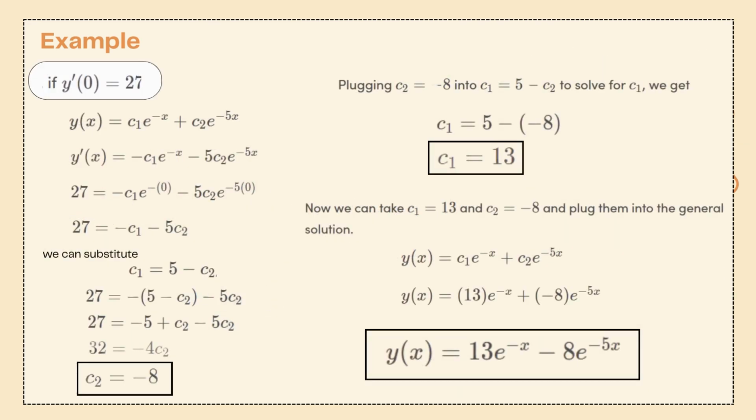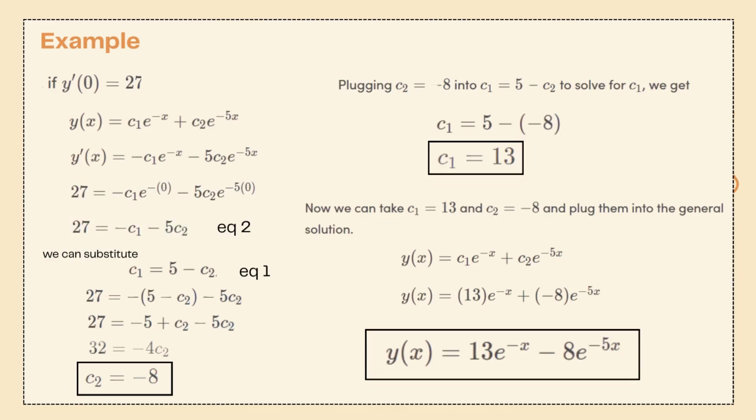If y prime of 0 is equal to 27, y of x is equal to c sub 1 e raised to negative x plus c sub 2 e raised to negative 5x. y prime of x is equal to negative c sub 1 e raised to negative x minus 5 c sub 2 e raised to negative 5 times x. 27 is equal to negative c sub 1 e raised to negative 0 minus 5 c sub 2 e raised to negative 5 times 0. 27 is equal to negative c sub 1 minus 5 c sub 2.